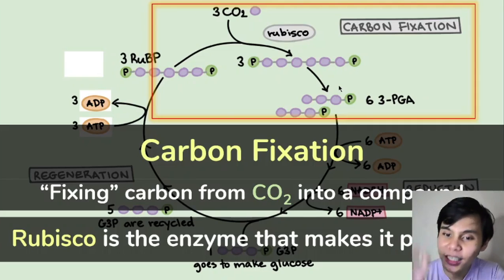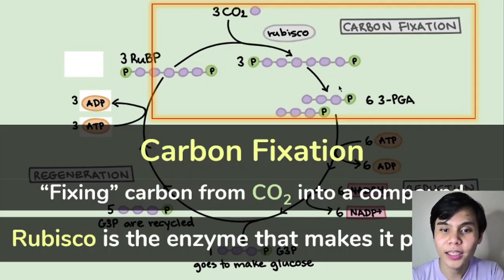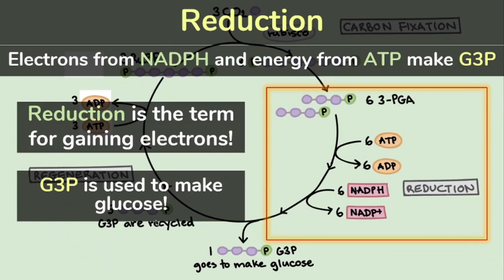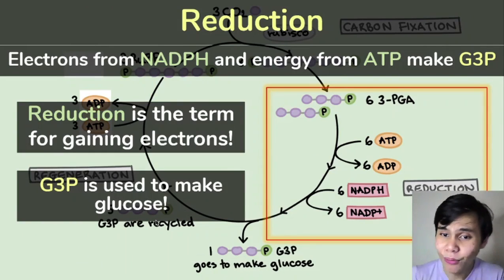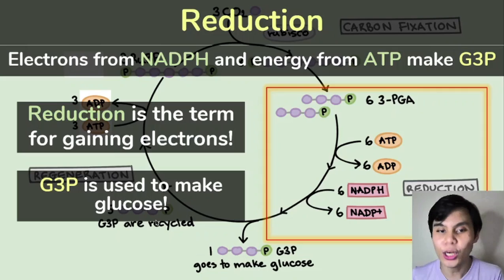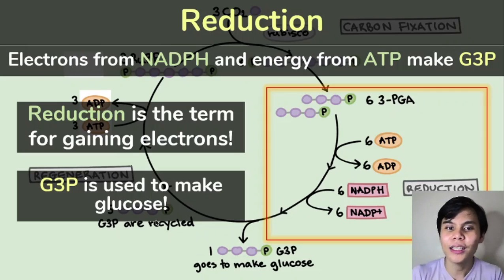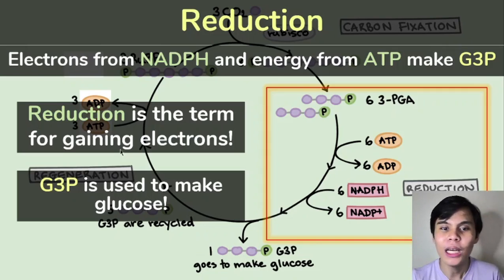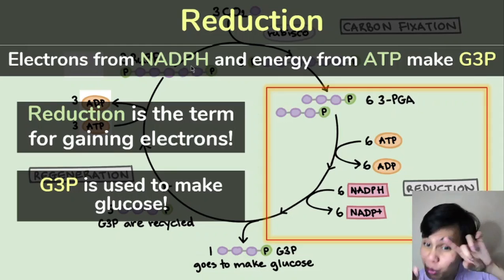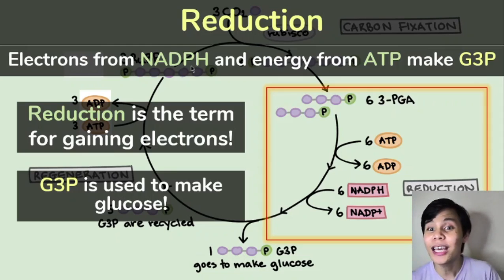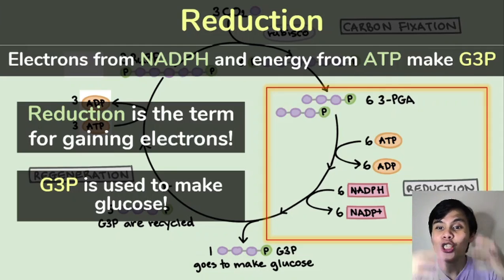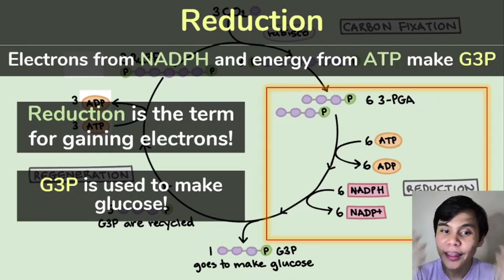This is a key part of photosynthesis, and it's made possible by rubisco. It's a very important enzyme. Without it, blackout, we know it wouldn't exist. After carbon fixation, we have what we call reduction. Reduction is basically the term for gaining of electrons. You're shoving electrons into that compound. Electrons from NADPH, which we got from the light-dependent reaction, and energy from ATP, which we also got from earlier, will be used to make G3P, or glyceraldehyde 3-phosphate.